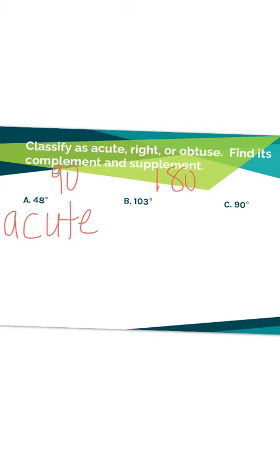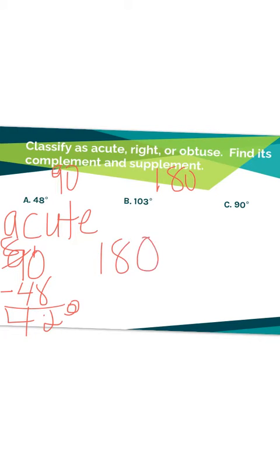To find its complement, you just subtract from 90. 90 minus 48. So it would be 42 degrees is the complementary angle. To find the supplement, you would subtract from 180 degrees. So 180 minus 42. The supplementary angle is 138 degrees.